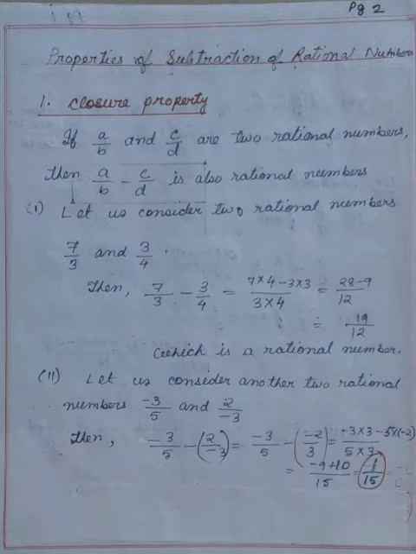In the second example, we are considering two rational numbers minus 3 by 5 and 2 by minus 3. Minus 3 by 5 minus 2 by minus 3 is equal to minus 3 by 5 minus, within brackets, the standard form of 2 by minus 3, that is minus 2 by 3, will give minus 9 plus 10 divided by 15, which is equal to 1 by 15.